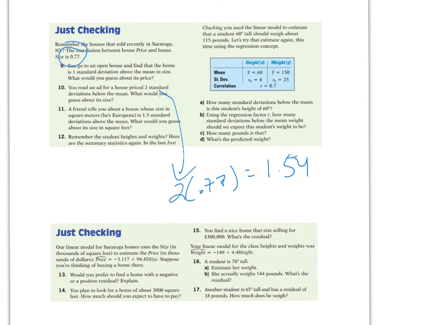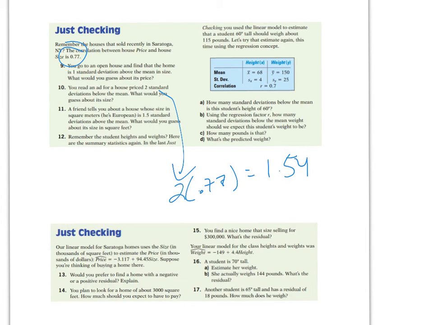A friend tells you that the size in square meters is 1.5 standard deviations above the mean. What would you guess about the size in square feet? And the nice thing is, because you standardized, it's the same. It's still 1.5. Remember, that's why we standardized, to make the units the same. And then number 12, I think you could probably figure out, but I'll give you the answers and you can pause it to figure out if you understand where it's coming from.